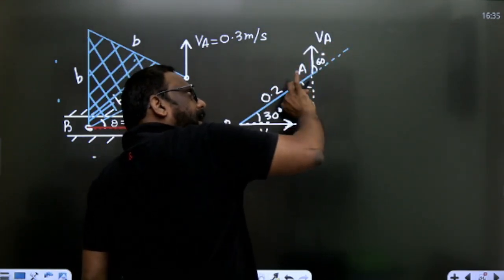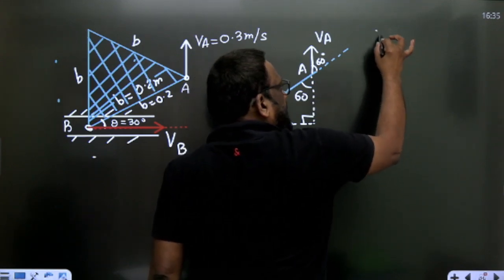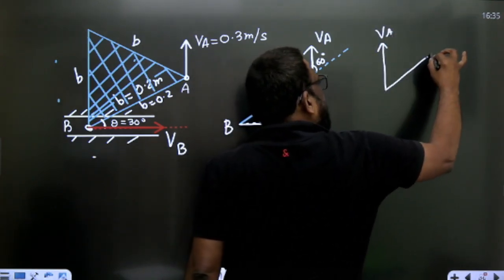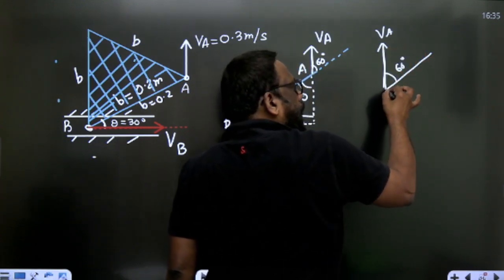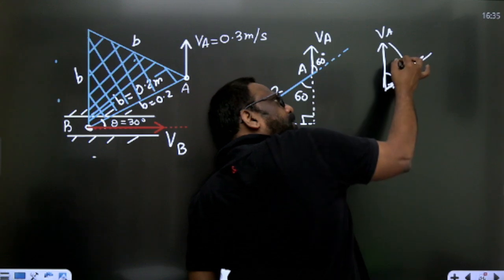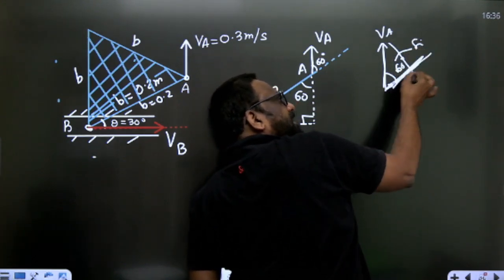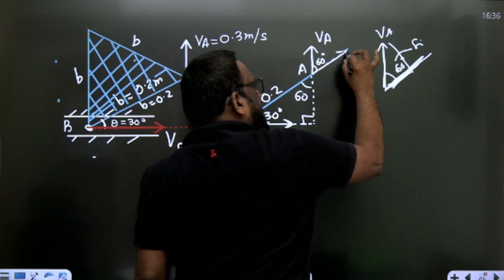Now I will take the components perpendicular to this link and along the link. So if you see, this is VA, and this angle is 60 degrees. What will be the component of this along the length of the link? The perpendicular component is opposite, so sin will come, but I want this one, so it will be, if I want the velocity, this will be anyone.